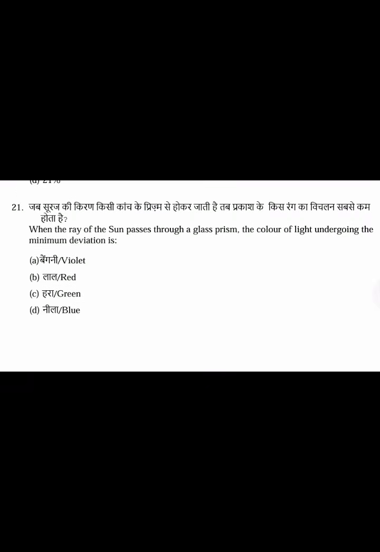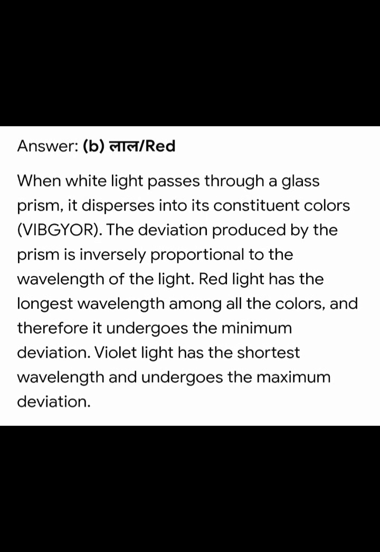The next question: when a ray of sun passes through a glass prism, the color of light undergoing the minimum deviation is dash. When white light passes through a glass prism, it disperses into its constituent colors, that is VIBGYOR. The deviation produced by the prism is inversely proportional to the wavelength of the light. Red light has the longest wavelength, so it undergoes minimum deviation. Violet light has the shortest wavelength, so it undergoes maximum deviation. So here the answer is red.